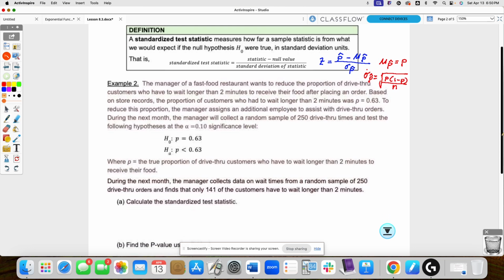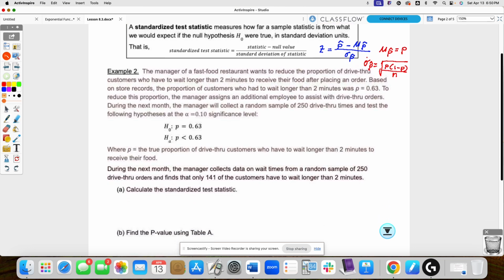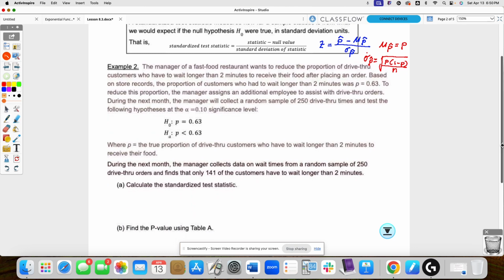All right, let's take a look at example number 2. So this is still the fast food example. Okay, so you still remember this. During the next month, remember that the manager collected data on the wait times from a random sample of 250 drive-through orders. Now, out of the 250, he finds that 141 of them have to wait longer than 2 minutes.